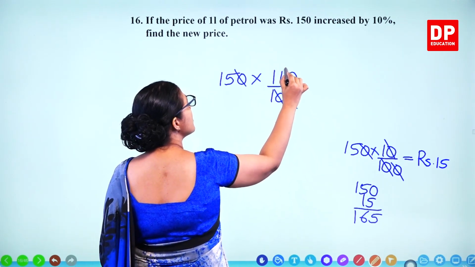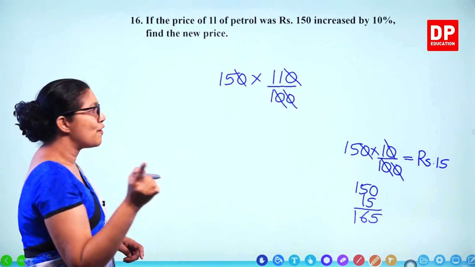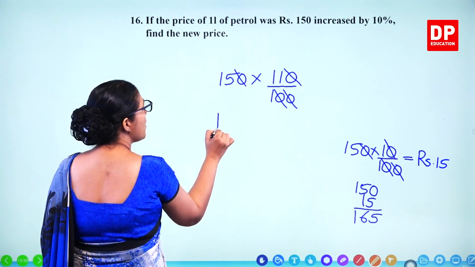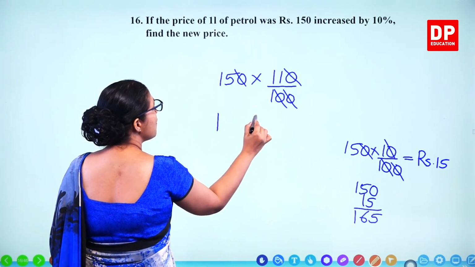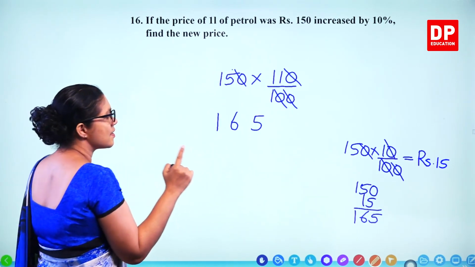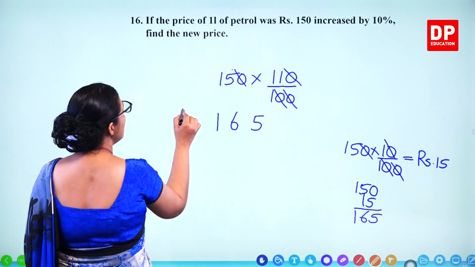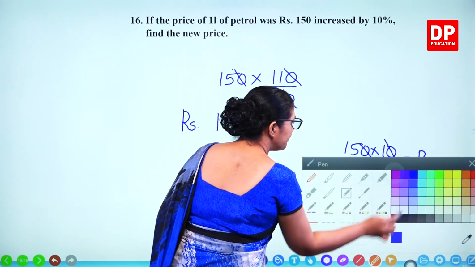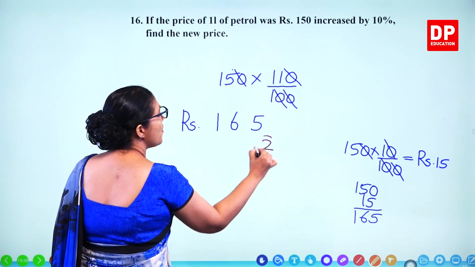Cancel the zeros. 11 times 15. How do you find out 11 times 15? It's easy to multiply by 11. 1 and 5 separate and then 5 plus 1 becomes 6. So 165 rupees is the new price. You get 2 marks.